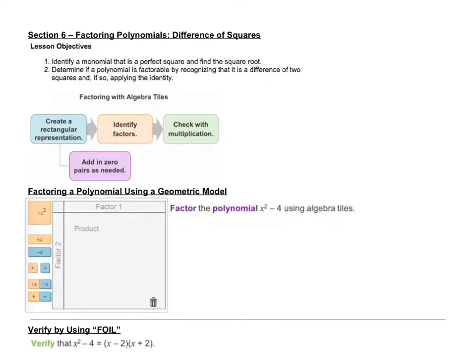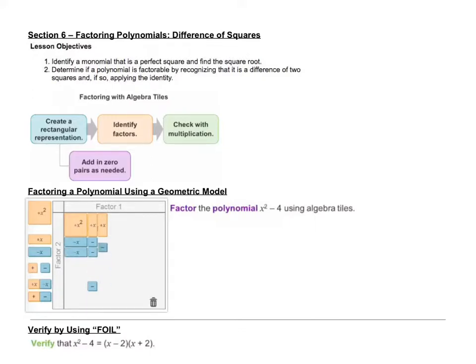So the first thing I want to do is talk about this concept of using a geometric model to factor, and we want to create a rectangular representation here. Okay, we have this polynomial x squared minus 4. So we have an x squared tile and then minus 4 other tiles. Okay, unfortunately we can't create a rectangle here. So what we have to do is add a positive and negative x that would add to 0 to hopefully give us the square rectangle that we need.